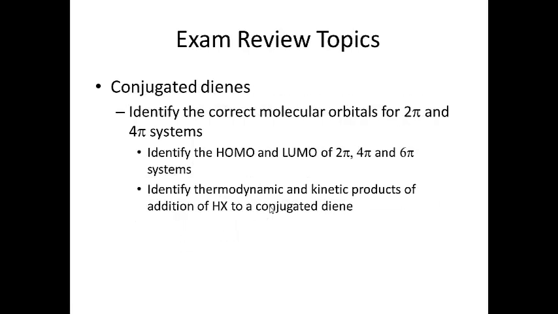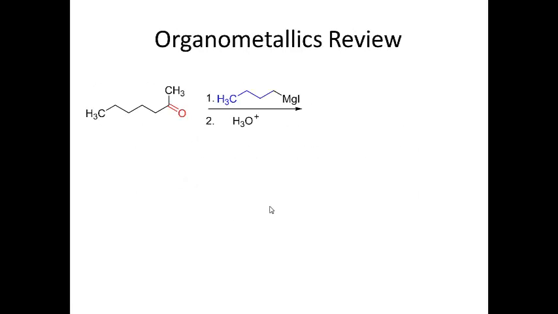Also, the last topic we talked about is conjugated dienes. I'm going to go through an example toward the end of this video, and you need to be able to identify the molecular orbitals for 2-pi, 4-pi systems, identify the HOMO and LUMO, and identify the thermodynamic and kinetic products of addition of HX, where X is a halogen. So let's get into this.